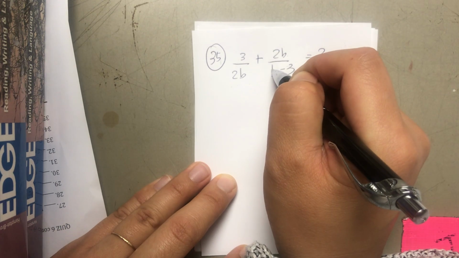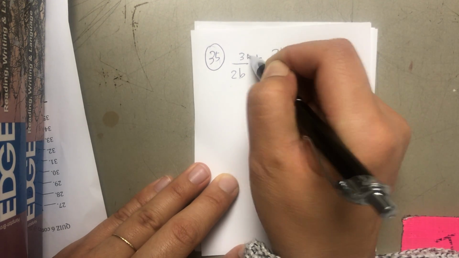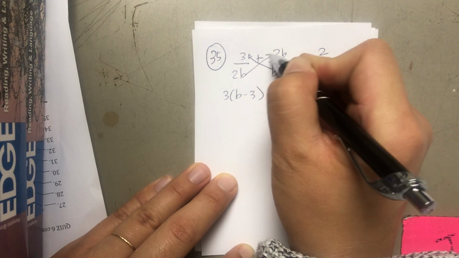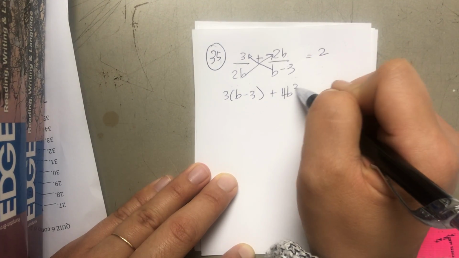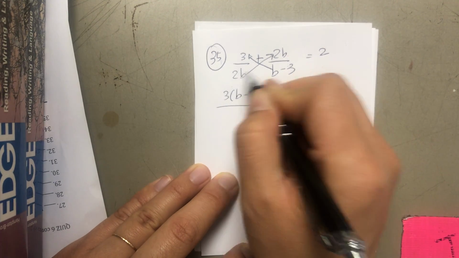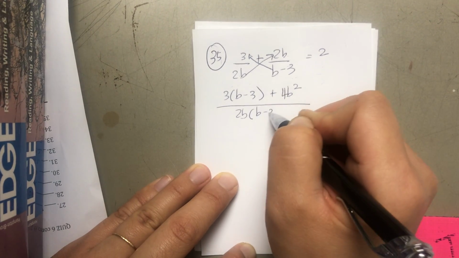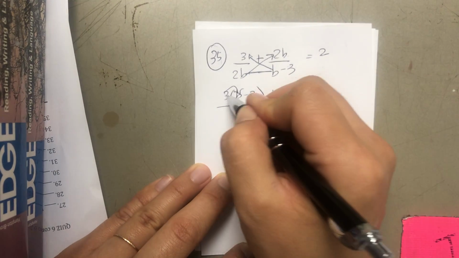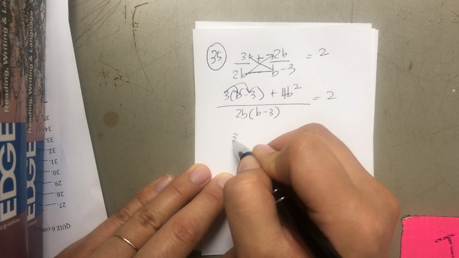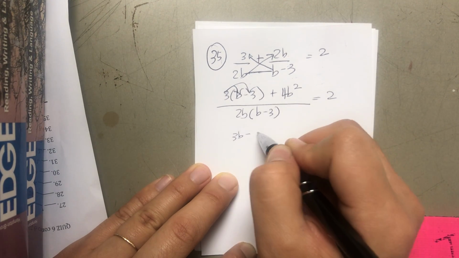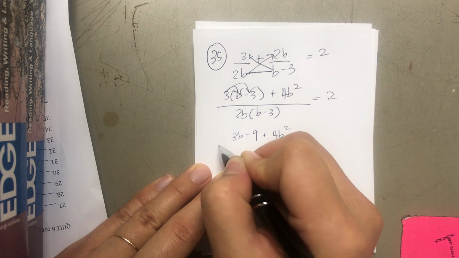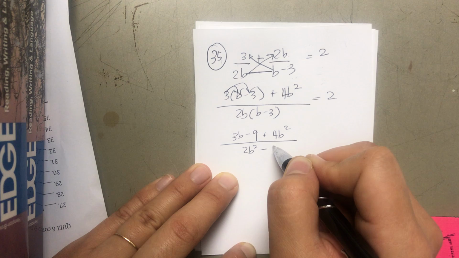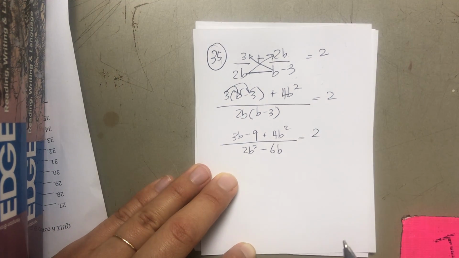So the bow tie method is this bottom denominator times this top one. So 3 times b minus 3 plus, and then you go this times this. This one's easy to do, so I'll just do it, 4b squared. And then you put it all over 2b times b minus 3. You multiply these two together, and that's all going to equal 2. So let's work this out. 3 distribute. 3 times b is 3b, minus 3 times 3 is 9, plus 4b squared, over 2b times b is 2b squared, minus 2b times 3 is 6b, equals 2.